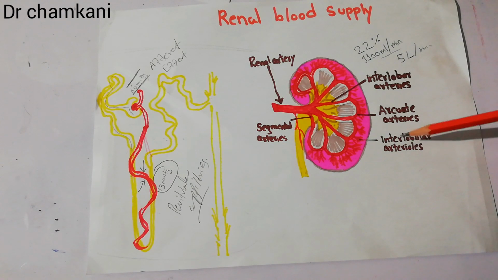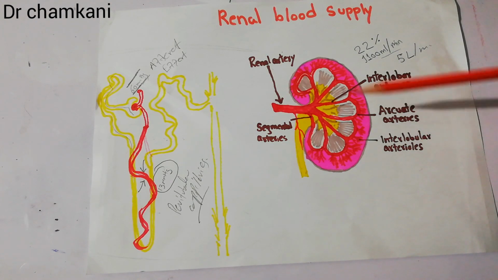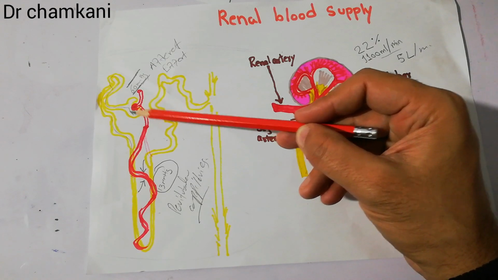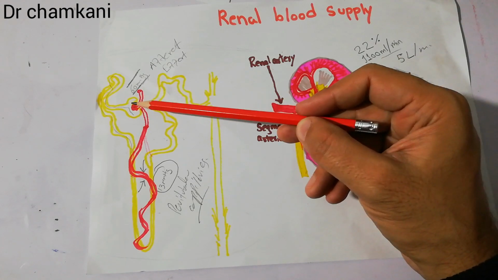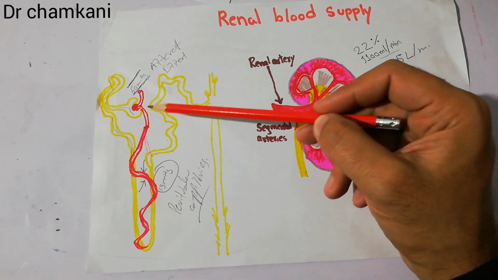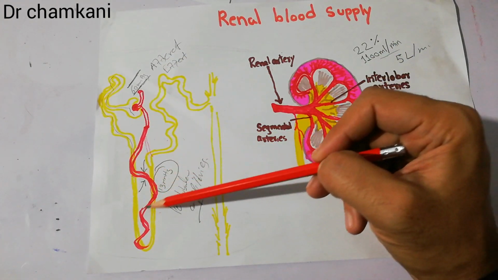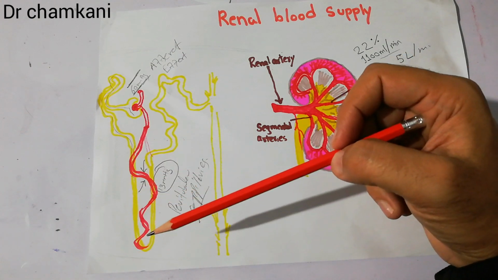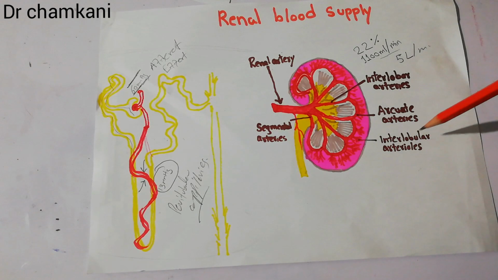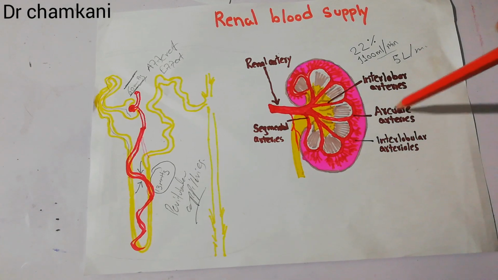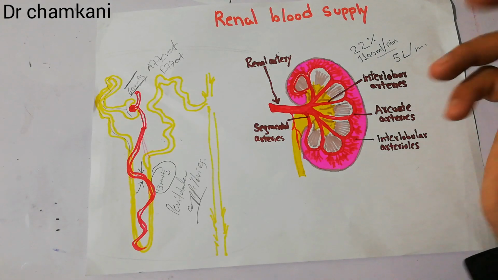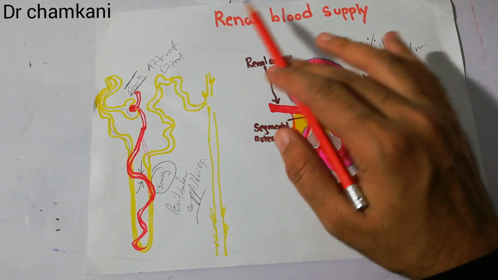Interlobular arterioles then make the afferent arteriole. The afferent arteriole branches into the glomerular capillaries. The glomerular capillaries then make the efferent arterioles. The efferent arterioles once again make the peritubular capillaries, and then the peritubular capillaries make the peritubular veins, then the interlobular veins, the arcuate veins, the interlobar veins, finally the renal veins, and then enter into the main bloodstream. So that's all about the renal blood supply.